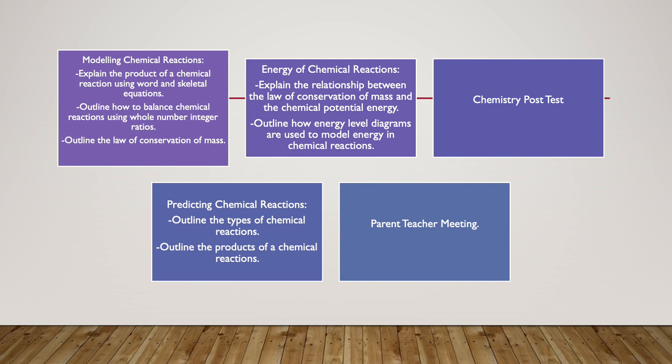On Monday, we will be covering the energy of chemical reactions. We'll also be explaining the relationships between the law of conservation of mass and the chemical potential energy. We will outline how energy level diagrams are used to model energy in everyday chemical reactions. We will be learning about the difference between endothermic and exothermic reactions.